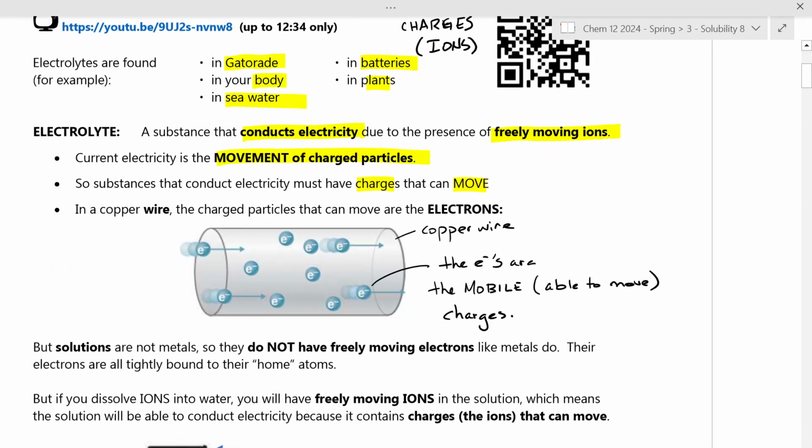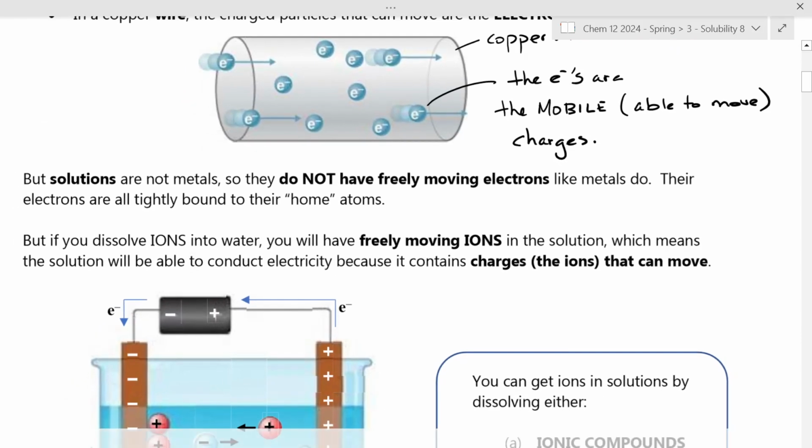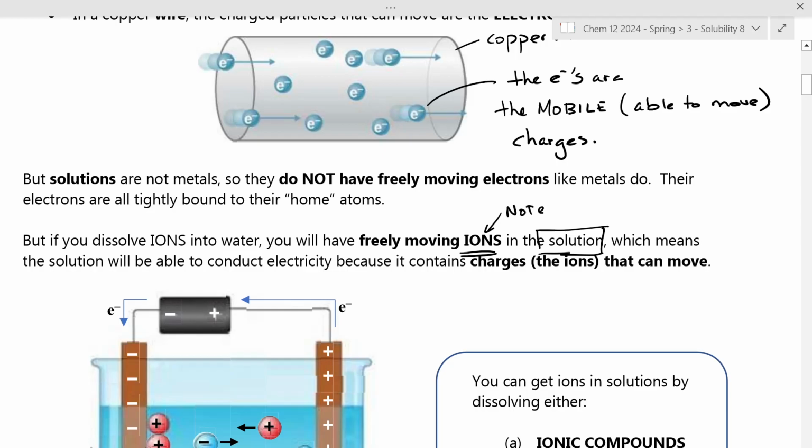Solutions are not metals. Are solutions made of metal? No. So do they have freely moving electrons? No. So we can't have moving electrons in solution, but we do have freely moving ions when it is in solution, okay? Not electrons in solution.